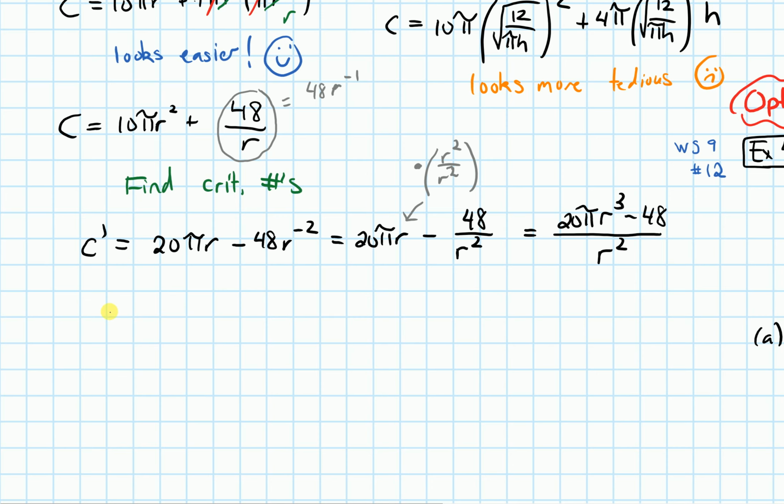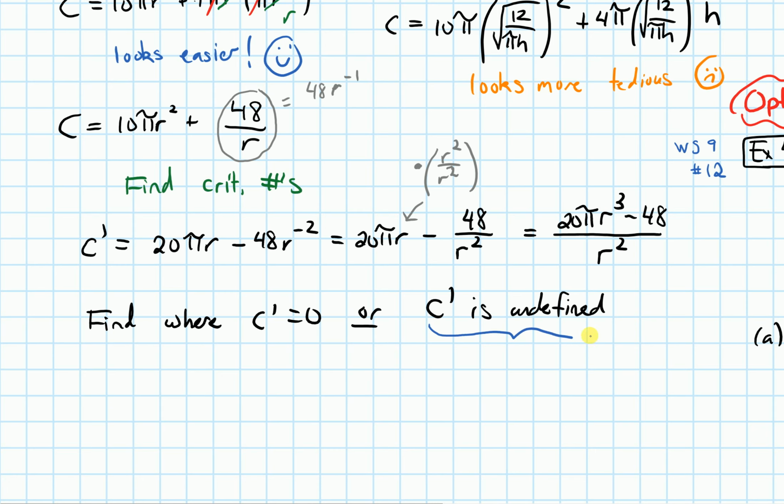I've simplified it a little bit. Now we want to find where the derivative equals 0 or the derivative is undefined. I need to find all places where the derivative is 0 and all places where the derivative is undefined. Okay, so let's talk about undefined first. Usually that's quicker to identify. So this is going to happen when the denominator of my derivative is 0. So that occurs when r equals 0.